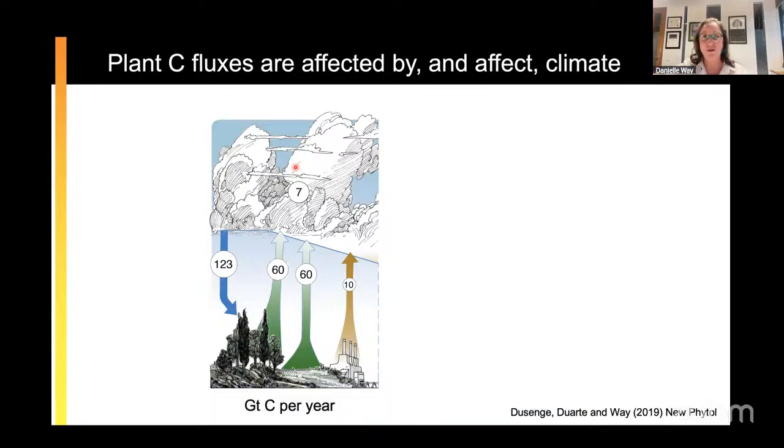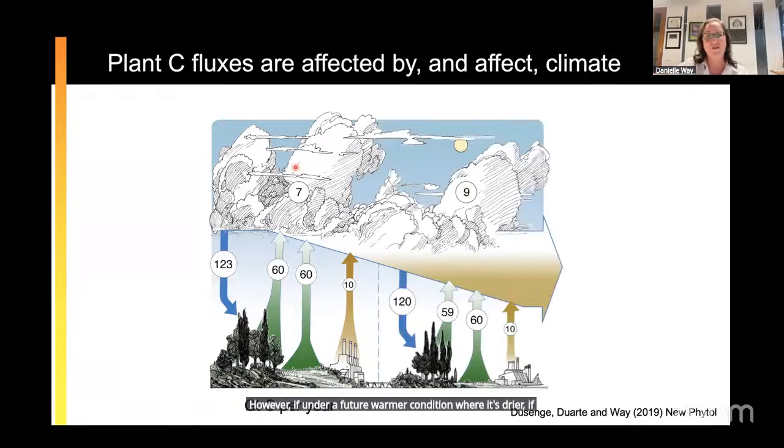However, under a future warmer condition where it's drier, if plants are inhibited and photosynthesis is suppressed by even just around 2%, even if you assume that that suppression of metabolism also affects respiration a bit, without any other changes, you can see that the CO2 buildup in the atmosphere becomes much more rapid, and now you're looking at an exacerbation of climate change. So we really need to understand how these sorts of fluxes from plants are going to change under a future high CO2 warmer world if we want to understand how fast climate change is going to occur.